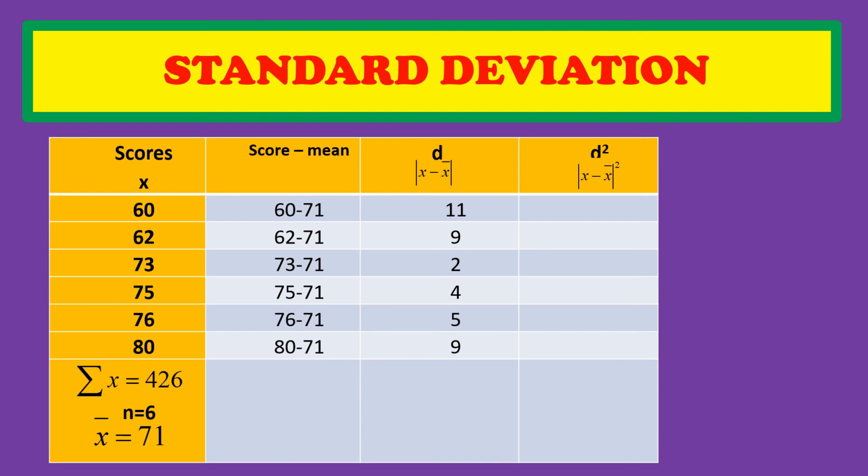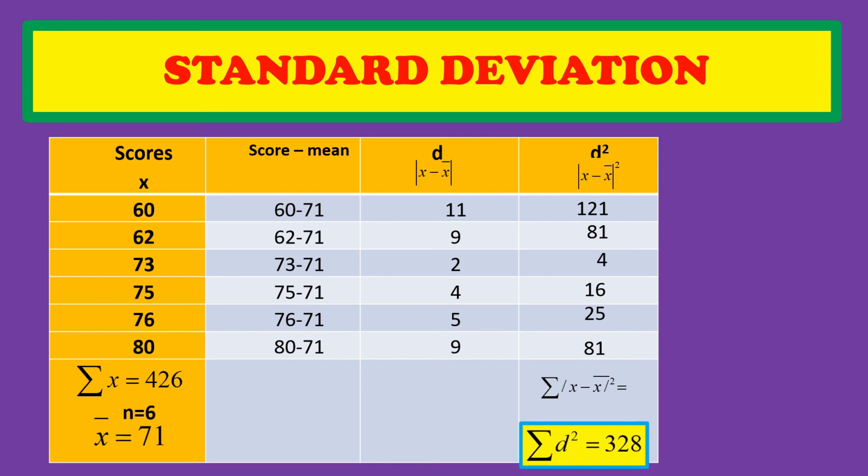We have 11 times 11, that is 121. 9 times 9 is 81. 2 times 2 is 4. 4 times 4 is 16. 5 times 5 is 25. 9 times 9 is 81. We need to find the summation of the absolute value of the score minus the mean, squared, or it can be written as the summation of d squared. How do we find it? We add 121 plus 81 plus 4 plus 16 plus 25 plus 81, and that is equal to 328.